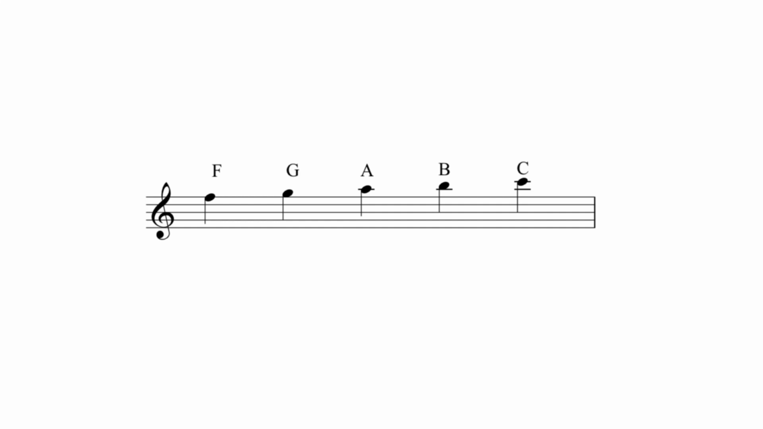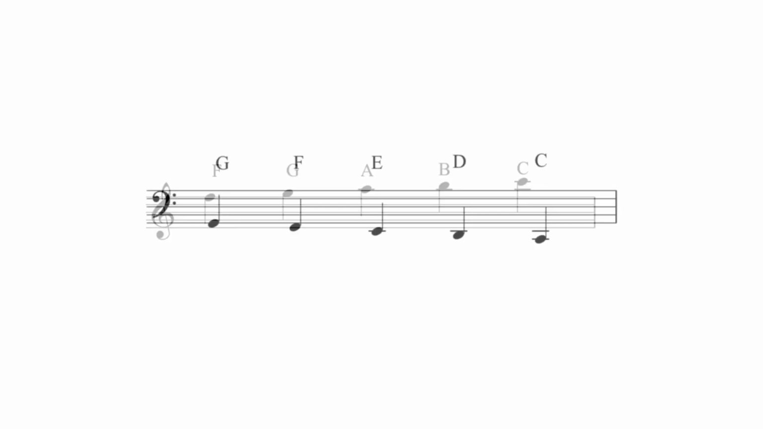Note that each space and line above the staff gets a letter name with ledger lines, as if the staff were simply continuing upwards. The same is true for ledger lines below a staff, as shown in this example. Notice that each space and line below the staff gets a letter name with ledger lines, as if the staff were simply continuing downwards. This concludes Lesson 3.